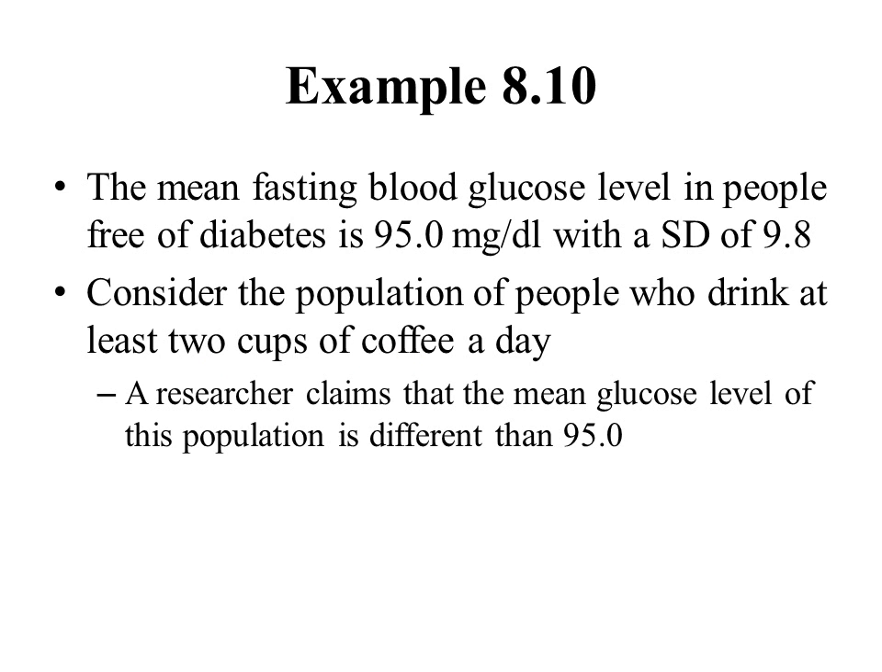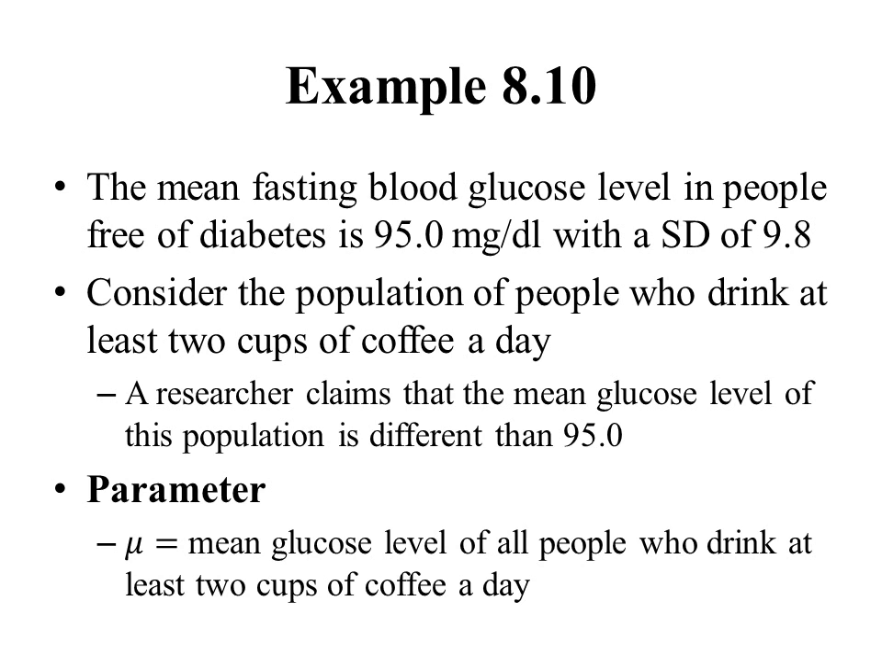Now a researcher claims that the mean glucose level of this population is different than 95. So essentially what this researcher wants to do is compare this population down here to this population up here. And he's claiming that this population is different from this population. So the mean of the second population is different than 95. So we're going to test this claim with the hypothesis test. The parameter of interest here in this test is mu, the mean glucose level of all people who drink at least 2 cups of coffee a day. So we're making a claim about the mean of this population down here.